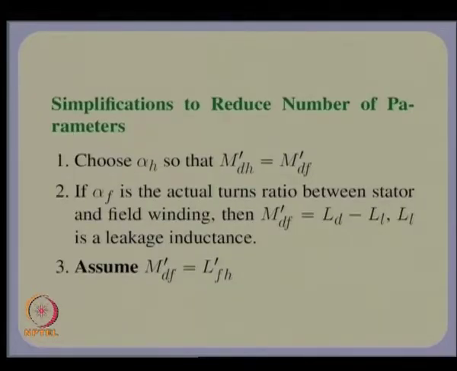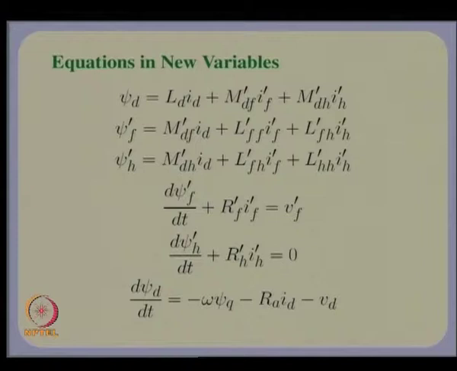Now what we will do is make some simplifications, let us call them approximations or assumptions, to reduce the number of parameters. If you look at this model which we have, actually we have not reduced any parameters.